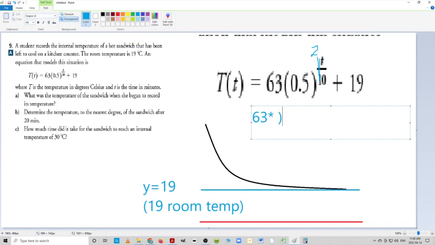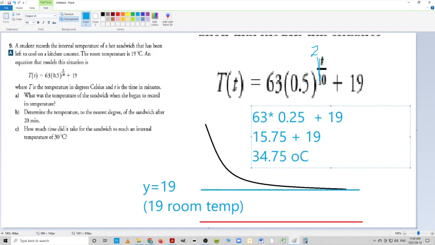63 times 0.25 plus 19. What's 63 times 0.25? It's a quarter of it. What's half of this? 31.5. What's half of that? 15.75. So that's that, and we add 19. 19 plus that is 34.75 degrees Celsius. And it says to the nearest degree, so we round this up to 35 because the digit after 4 is 7. So it's 35 degrees Celsius after 20 minutes.